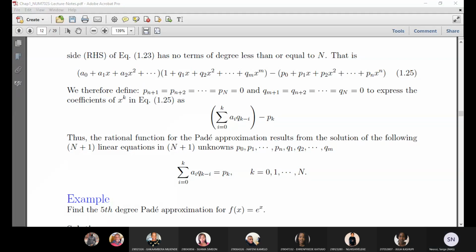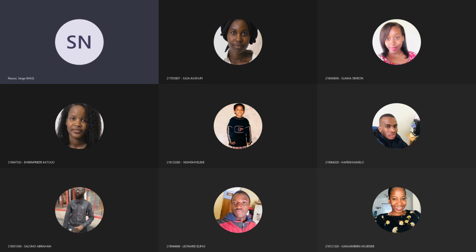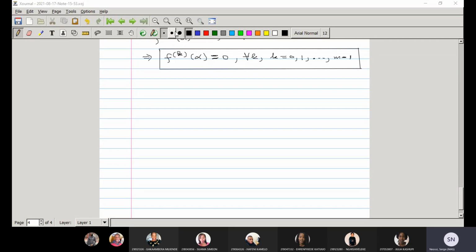Good. Now let me open. Okay, so if you recall, in the numerator of f of x minus rx is, okay, this one, of course. Okay, let me do this.